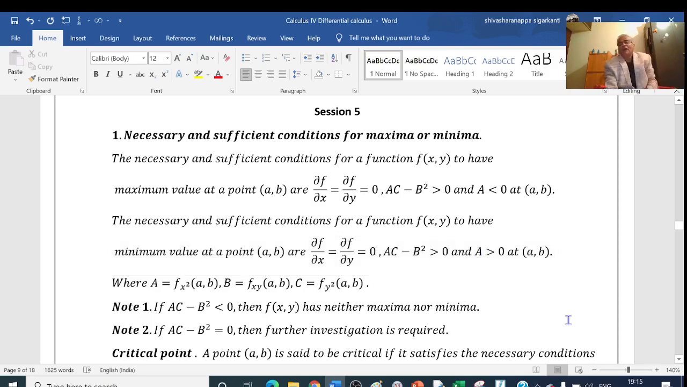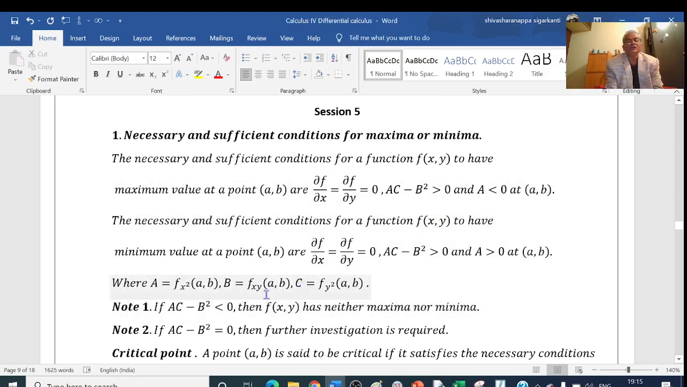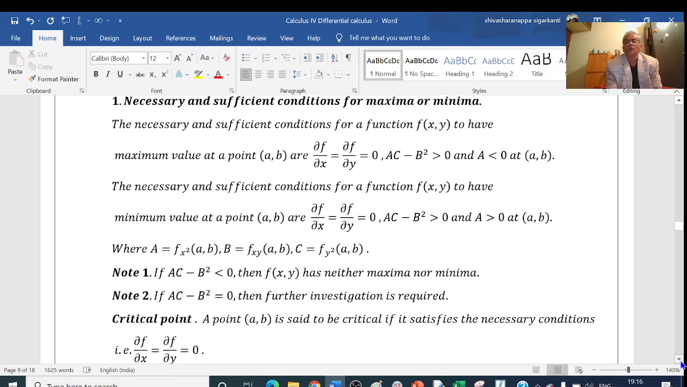And what happens if these are not satisfied? If AC minus b square is less than 0, then f of x comma y has neither maxima nor minima. And if AC minus b square is equal to 0, then further investigation is required. This is beyond the scope of our study.